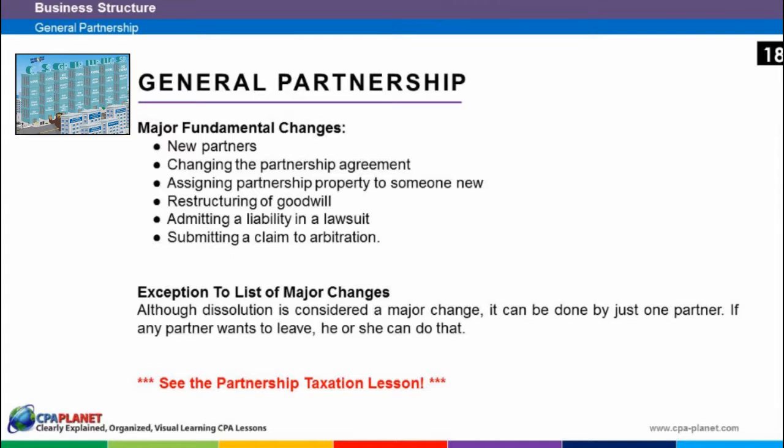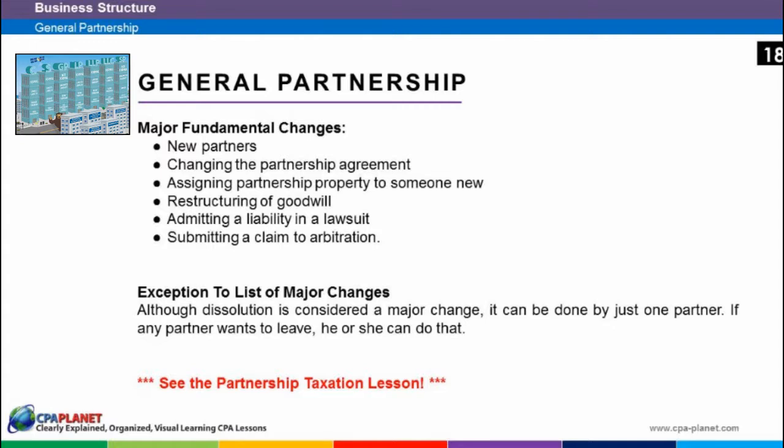Here are some examples. New partners, you want to add someone. Keep the pizza company in mind, the Three Buddies Pizza Company. Changing the partnership agreement, obviously that's a big change. Assigning partnership property to someone new. Restructuring of goodwill. Admitting liability in a lawsuit. Submitting a claim to arbitration. None of this stuff would you do with only two of the buddies. You would want all three, for sure.